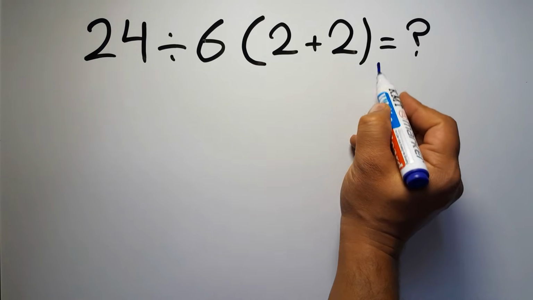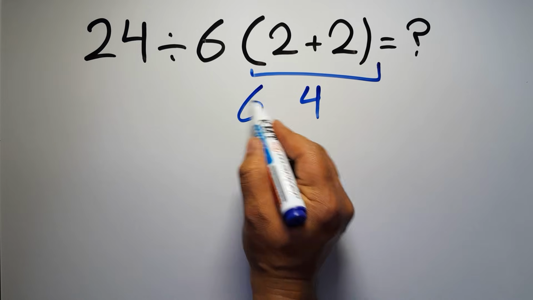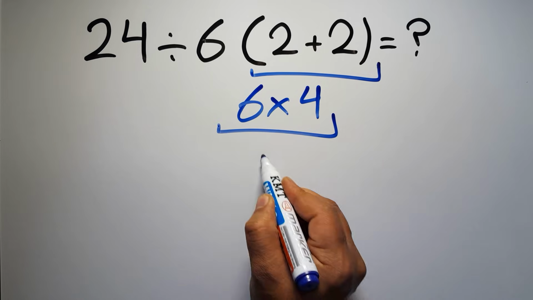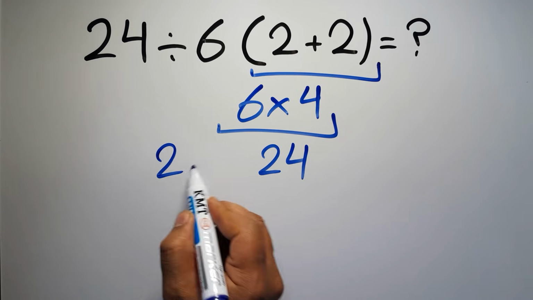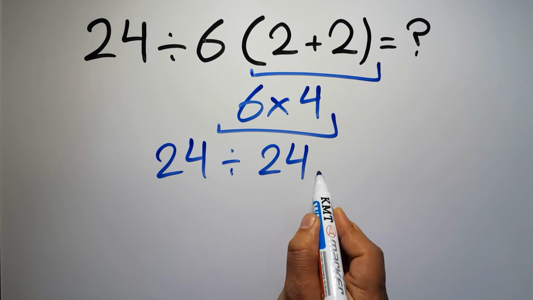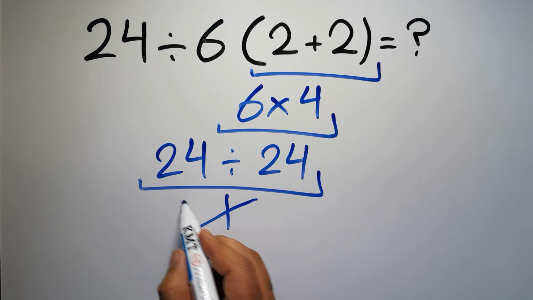2 plus 2 equals 4. And 6 times 4 gives us 24. So 24 divided by 24 is just 1. But this answer is not correct.